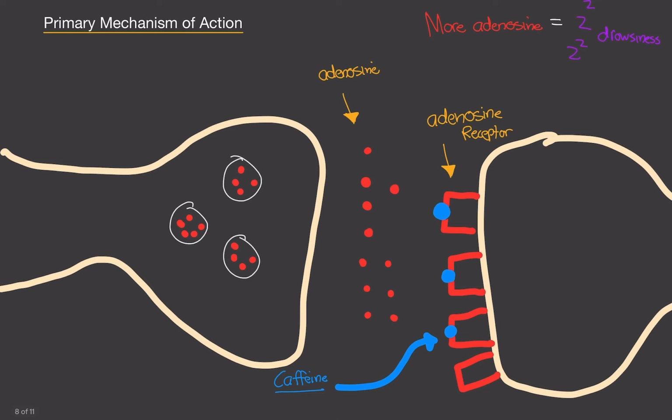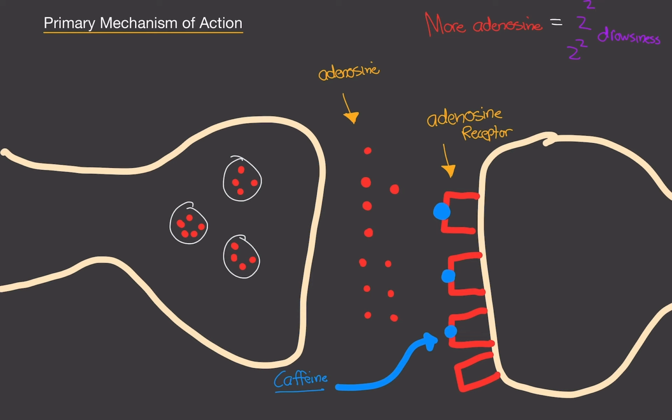So the primary mechanism of action, let's go over how caffeine actually works. There is something called adenosine. It's like a nucleotide base, but it's also a neurotransmitter. You probably did not know that. But yes, it is a neurotransmitter. Now, how adenosine works is it makes you drowsy.